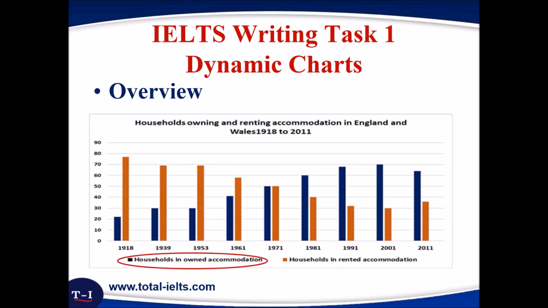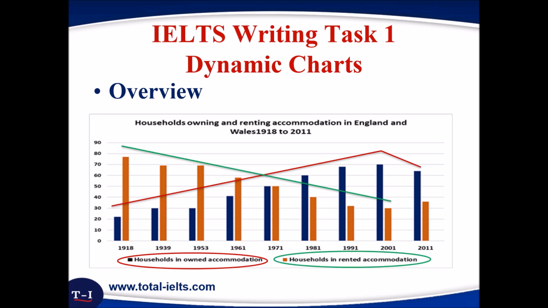So for this bar chart, we have 2 categories. The first one is owned accommodation, and from start to finish for the overview, there was a gradual increase over the years, followed by a slight decrease. And for rented accommodation, it's the opposite really. It was a gradual decrease followed by a slight increase.